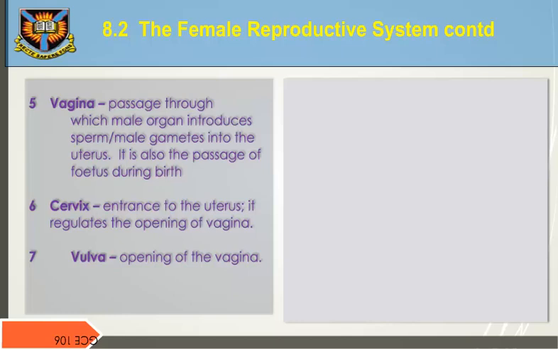6. Cervix. This is the entrance to the uterus. It regulates the opening of the vagina. 7. Vulva. This is the opening of the vagina.